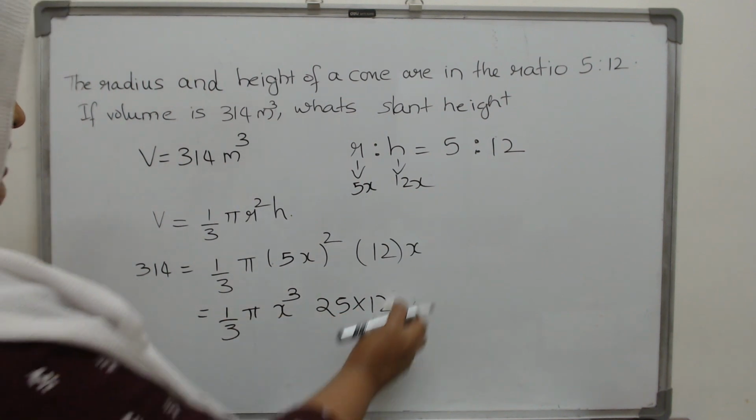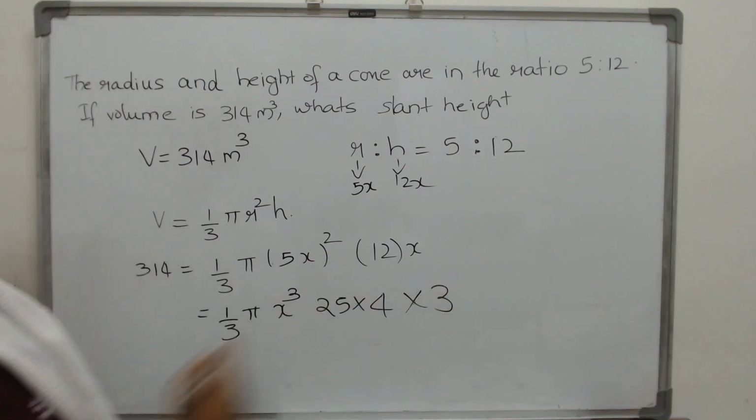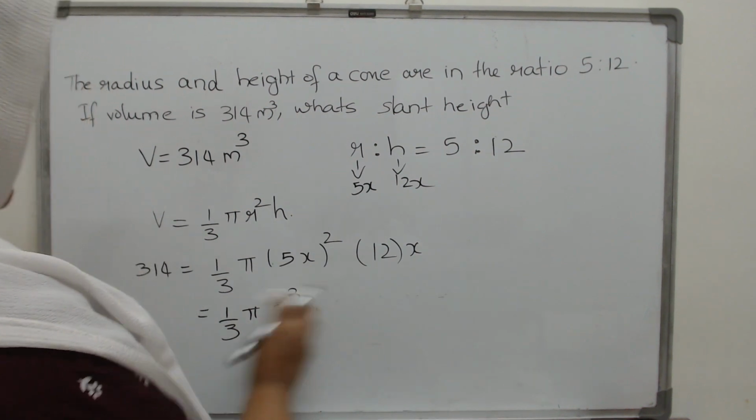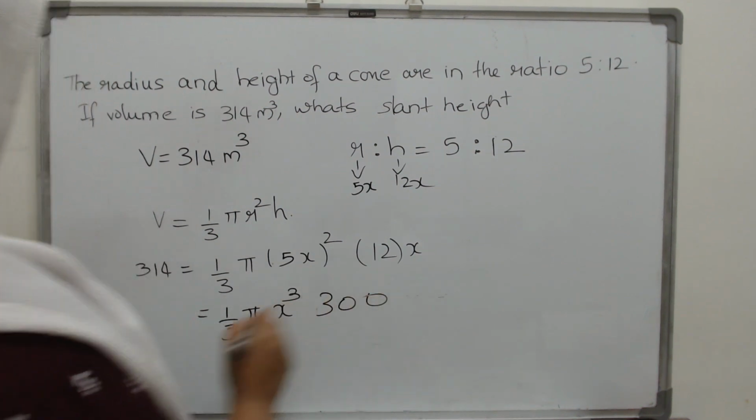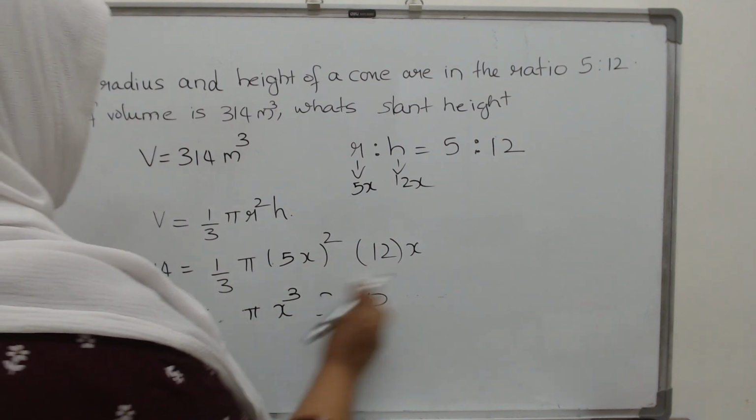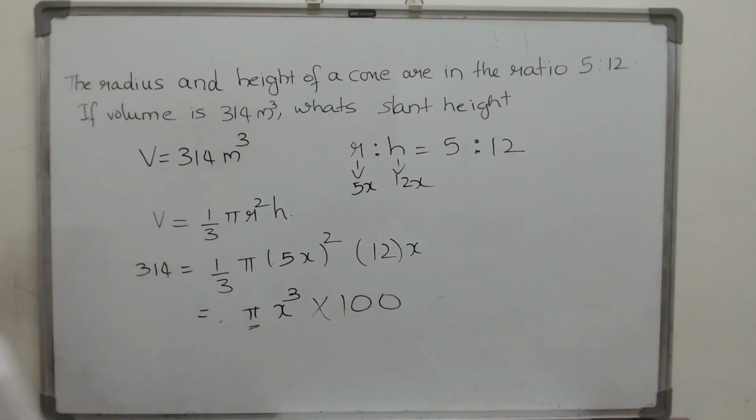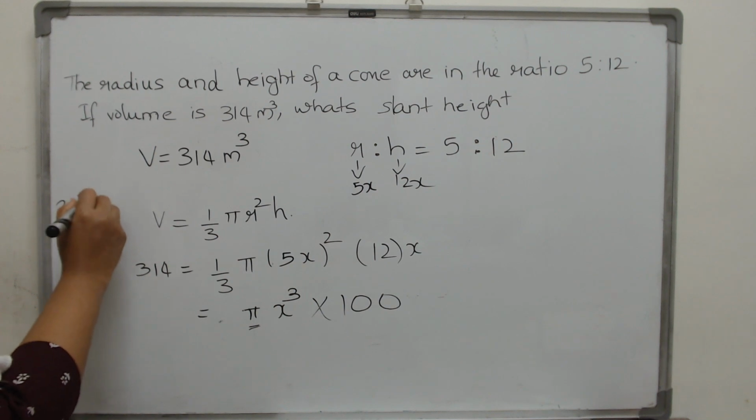See, 25 into 12, what is 12? 12 is 4 into 3. But then 25 into 4 is what? It is 100. 100 into 3 is 300. There. A 300 here, a 3 here. It gets cancelled and you get what? You get 100. Now, what value do you want to take for pi?